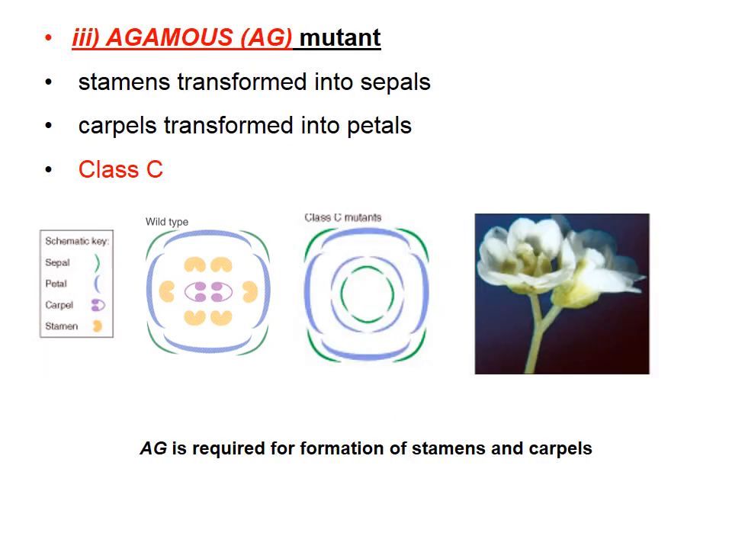Third is agamous. This is the class C mutant. When class C mutants were present, stamens transferred into sepals and carpels transferred to petals. So when stamens transferred to sepals and carpels to petals, that concludes AG is required for the formation of stamens and carpels. That means in the mutants, stamens and carpels were absent.